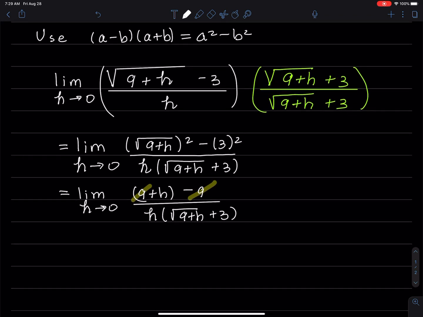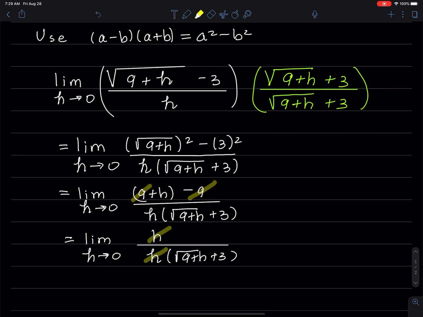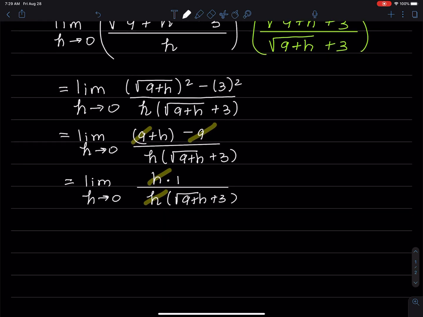And let's see what that gives then. Well, I'll write it down again. I'll have h divided by h radical 9 plus h plus 3. Now I'm going to cancel more. The h's cancel. When they cancel, in the numerator, what's left over is 1. So that gives limit 1 divided by radical 9 plus h plus 3, h approaches 0.